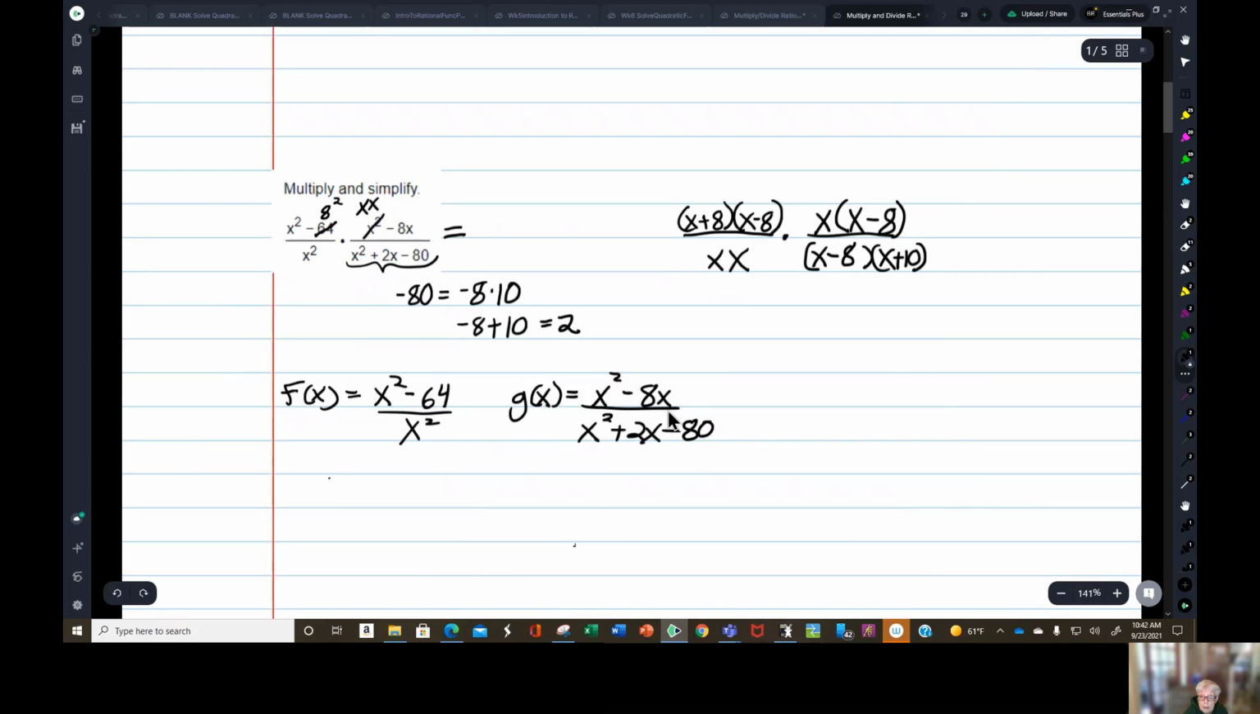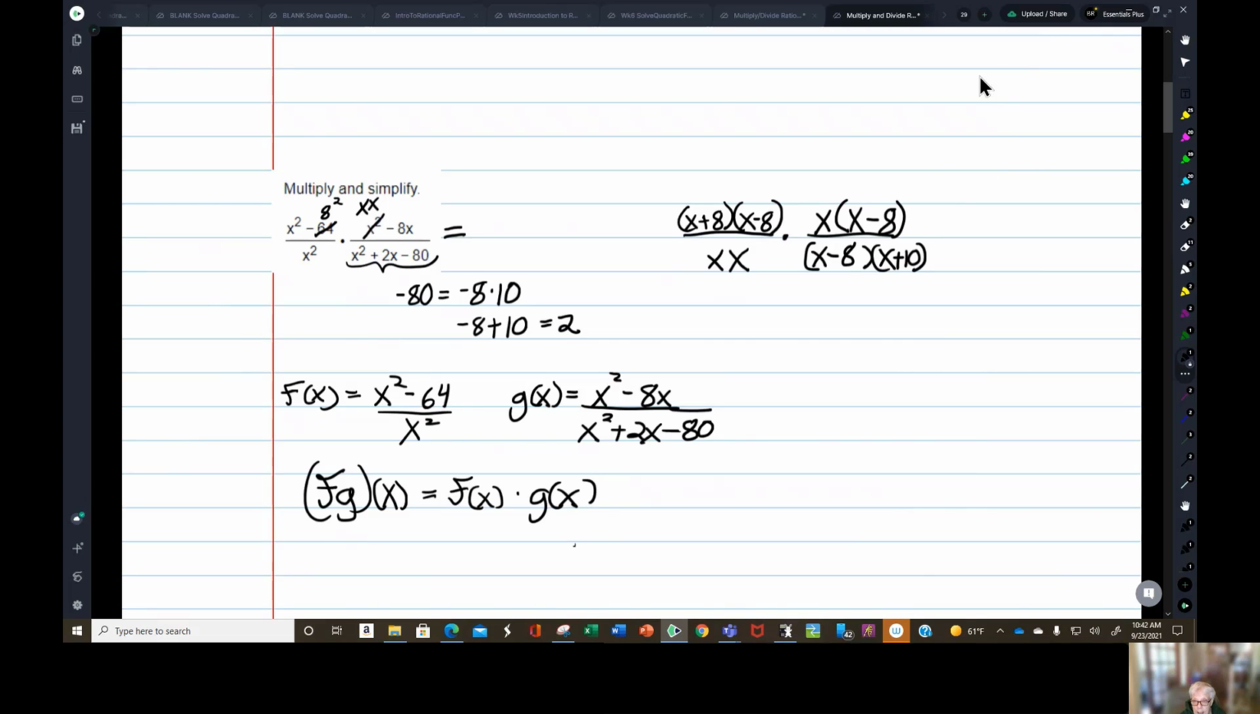Remember when we did that unit on function arithmetic? What we're doing here is fg, or f times g, of x. In other words, we're going to multiply f of x times g of x. This whole problem could have been written that way, but it wasn't. So you can be grateful. All right, here we go.